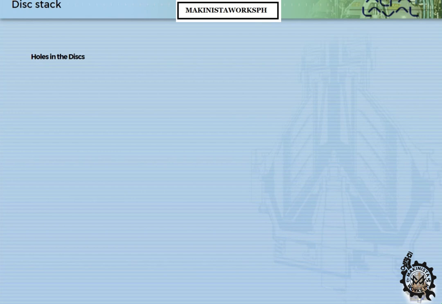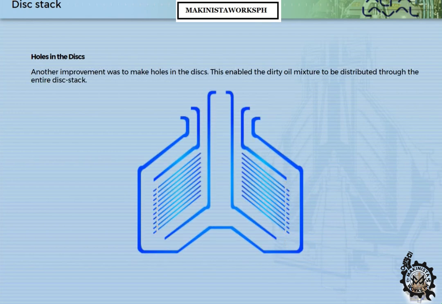Holes in the discs. Another improvement was to make holes in the discs. This enabled the dirty oil mixture to be distributed through the entire disc stack.